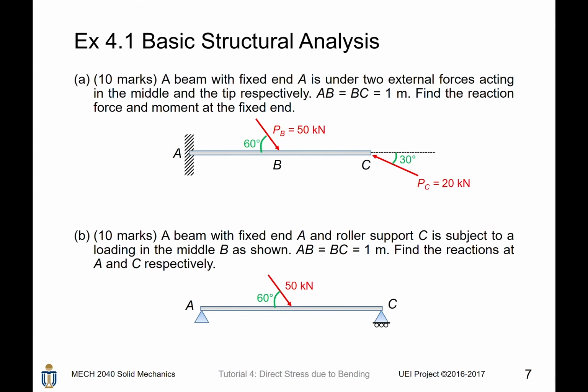Let's solve some very basic structural analysis problems. Problem A is a beam with fixed end A under 2 external forces acting at different positions of this beam. One is in the middle at an angle of inclination of 60 degrees pointing downward. Another force is acting on the tip. It is pointing upward with an angle of inclination of 30 degrees. Their magnitudes are 50 kilonewtons and 20 kilonewtons respectively. You are required to find the reaction force and the reaction moment at this fixed end.